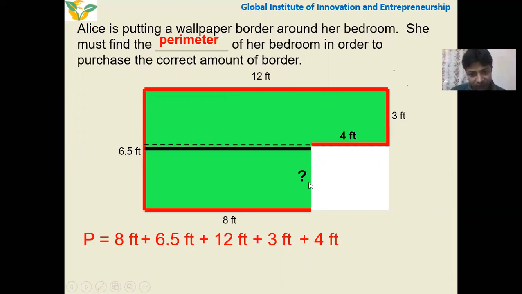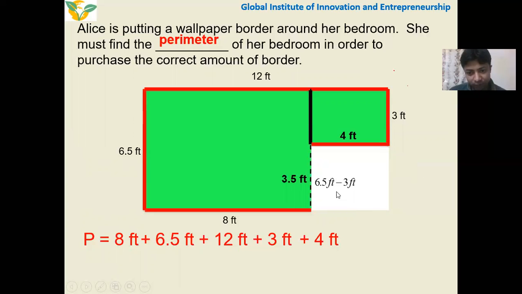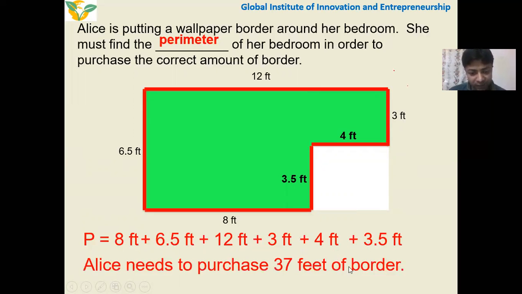Now coming to this part, we don't know this dimension also, so we will again do the same thing. We will draw the parallel line. It will go like this. This is 3 feet. This is totally 6.5. So we will subtract 6.5 minus 3, and we will get this result, which is 3.5. Okay. So we will add 3.5 in order to calculate the total perimeter of the structure. So the total perimeter comes out to be 37 feet for this border.